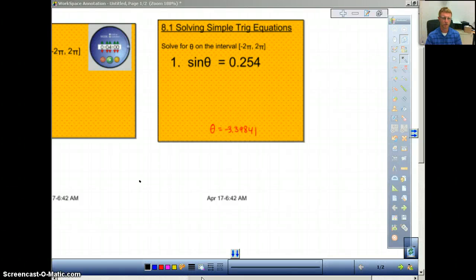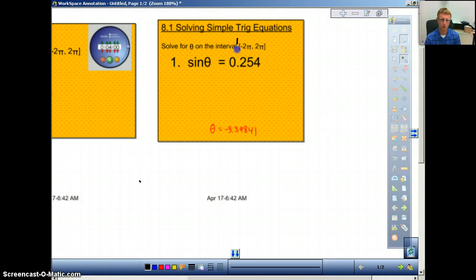All right, so we're starting chapter 1 here, and we're still dealing with trig equations and trig functions. So we're going to go through a little bit about what we're doing here. 8.1 is solving simple trig equations. These are simple to solve, but here's the problem, and here's where I guarantee that you guys are going to struggle a little bit.